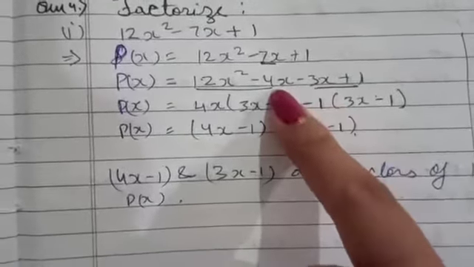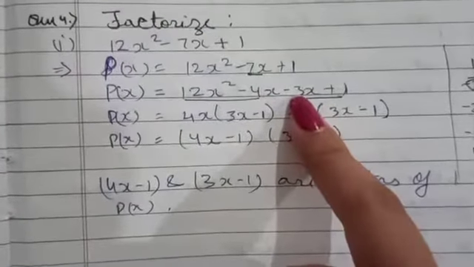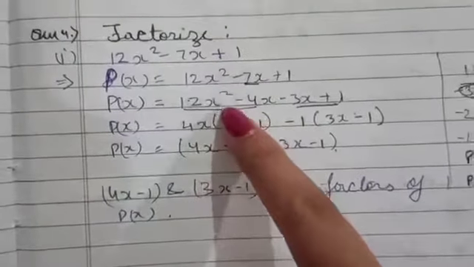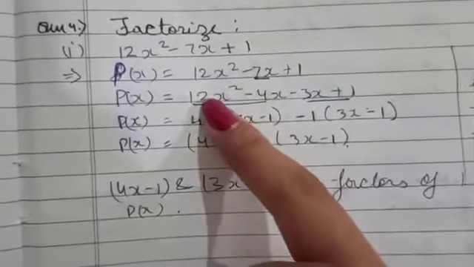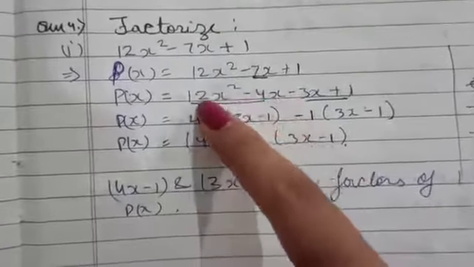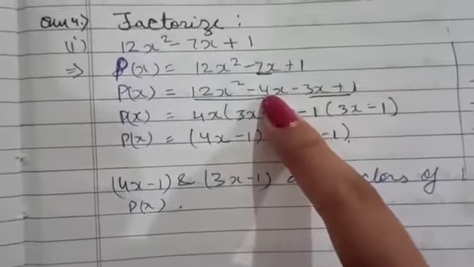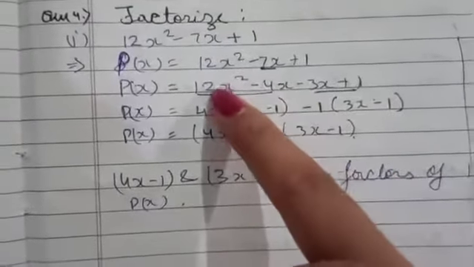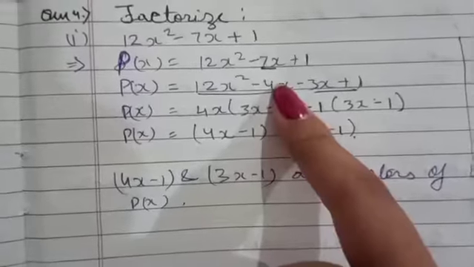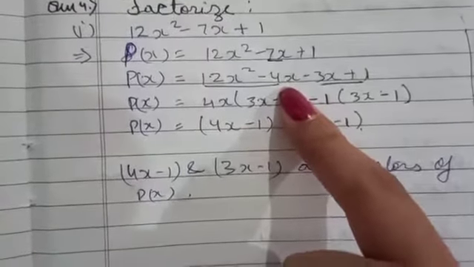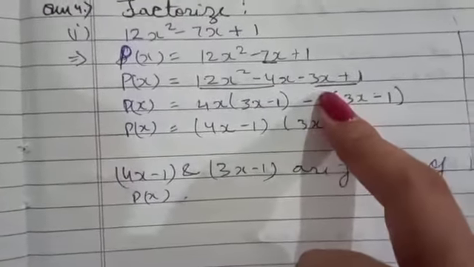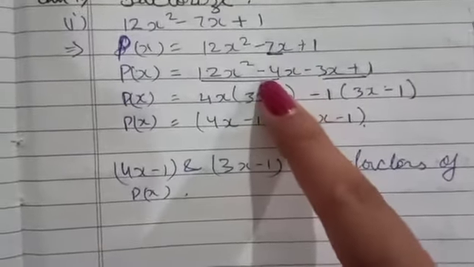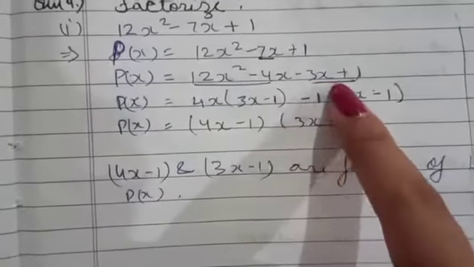Now see why I have written minus 4 before minus 3x, because the first term is 12. We can get a common factor from 12 and 4. If you write minus 3 first, then in that case also we'll get a common factor from 12 and minus 3. No problem. Here I have written minus 4 before minus 3. Now after splitting this middle term, we have written here minus 4x minus 3x plus 1.